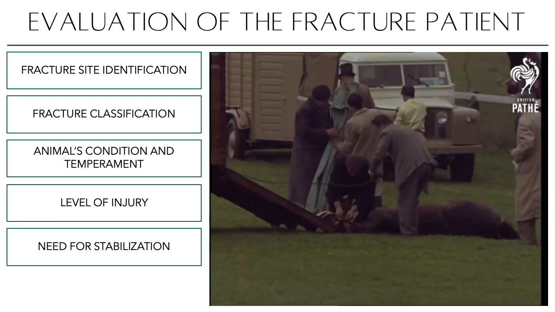Okay, the level of injury. Anatomically, there are levels of injury in the horse. We'll discuss this a bit later, but a certain part of the leg which has the injury would have a certain level, and that level would dictate the coaptation that you need to do for that injury. Okay? Need for stabilization, which we touched on earlier.